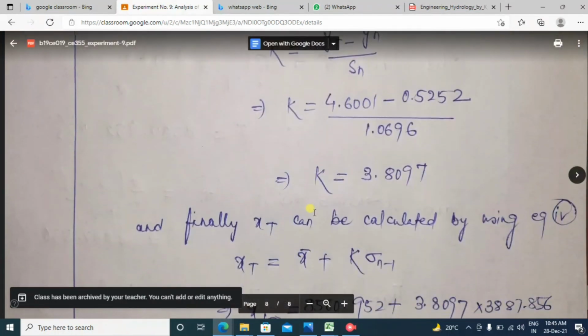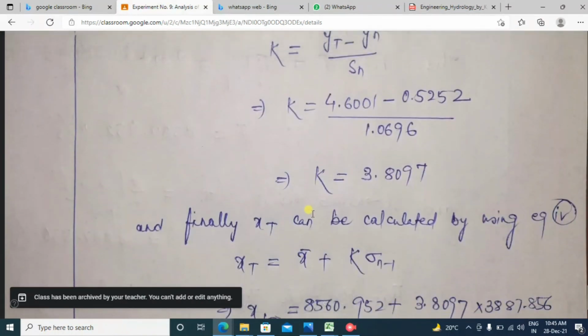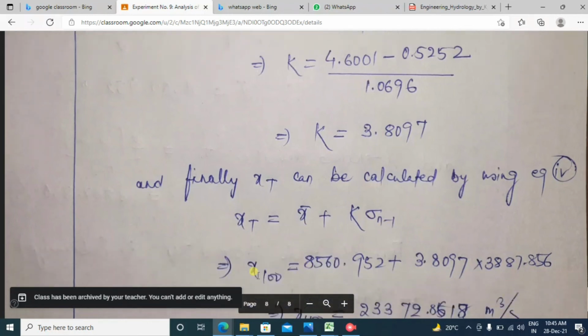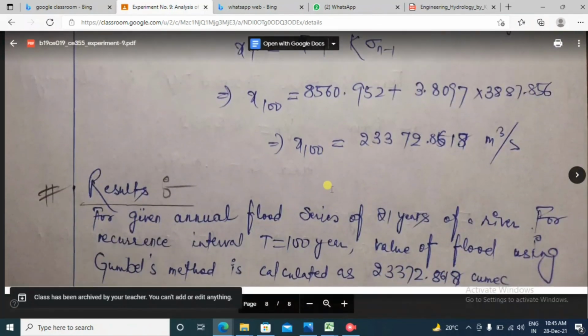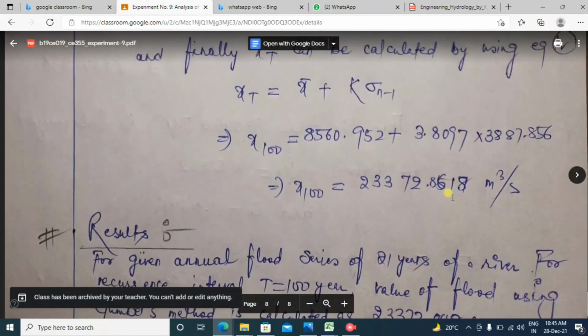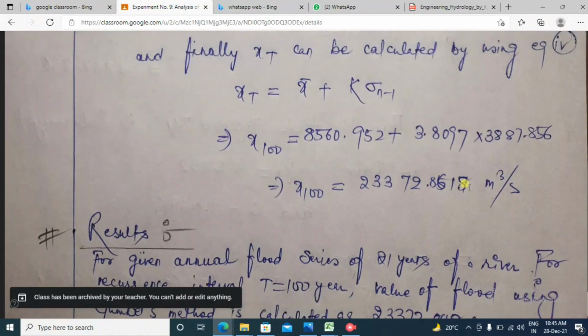So we have calculated all the required values. We have xt is equal to x bar plus k sigma n minus 1. The value of k we have obtained, and sigma n minus 1 and x bar we already obtained in the Excel sheet. Now substitute and simplify it, and we get x100 is equal to 23372.8618 meter cube per second.